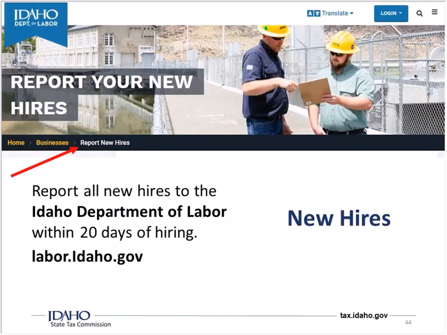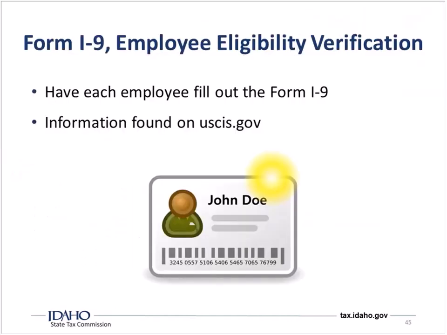Okay, so more about employees. You're going to need to report your new hires. You need to do it within 20 days of hiring. You're going to need to do that at labor.idaho.gov. And you need to have each employee fill out an I-9. If you're not sure, that I-9 is a required form that shows that the employee is legally allowed to work in the United States. If you need more information about this, it is on uscis.gov.